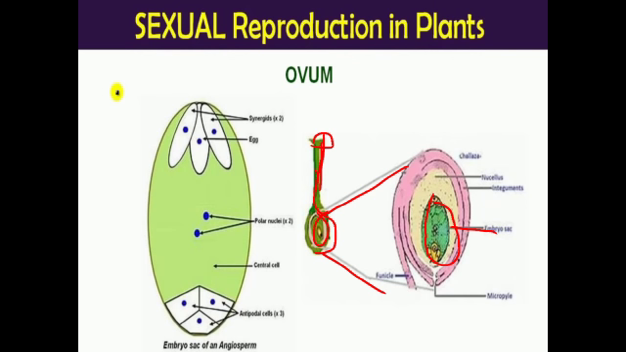So this way it converts into a seed, and a tough coat is developed over the ovule, and the ovary grows rapidly and ripens to form a fruit. Meanwhile, the petals, sepals, stamens, style and stigma may shrivel and fall off. When the ovary is growing, at that time they shrivel and fall off.